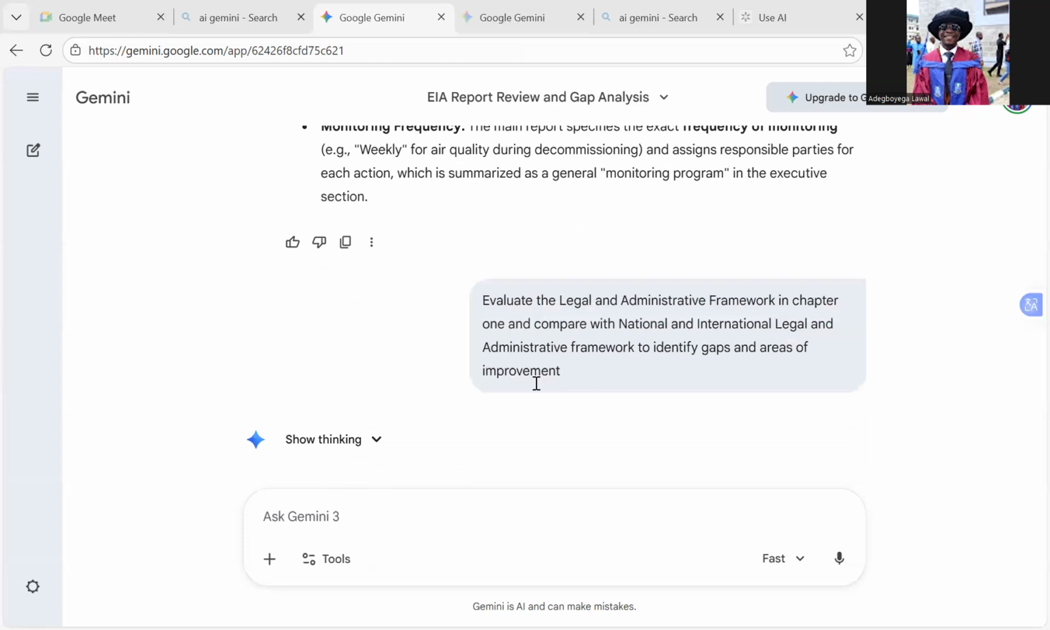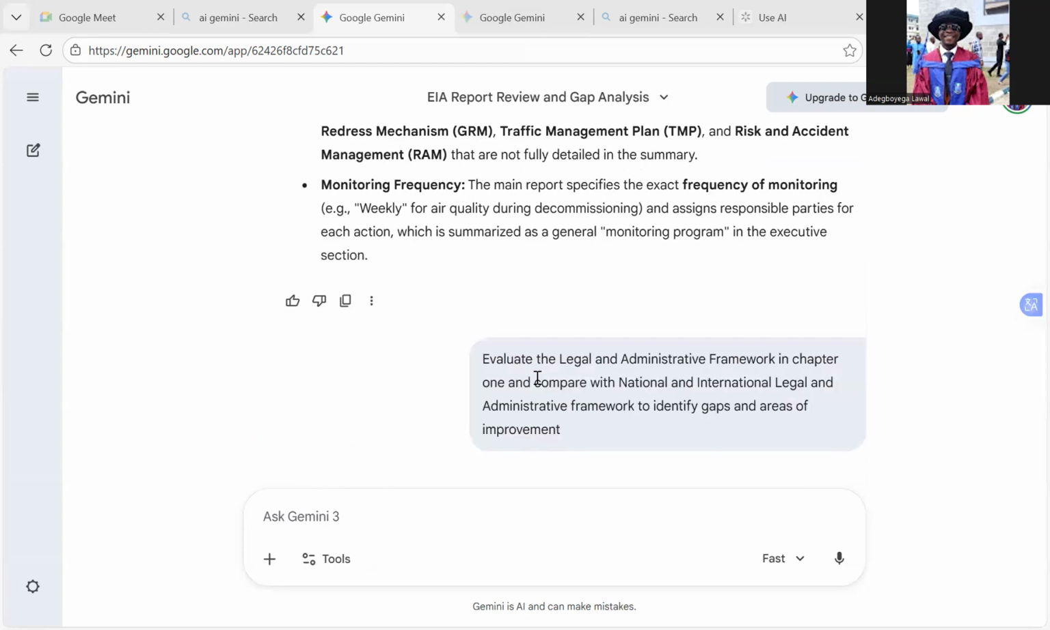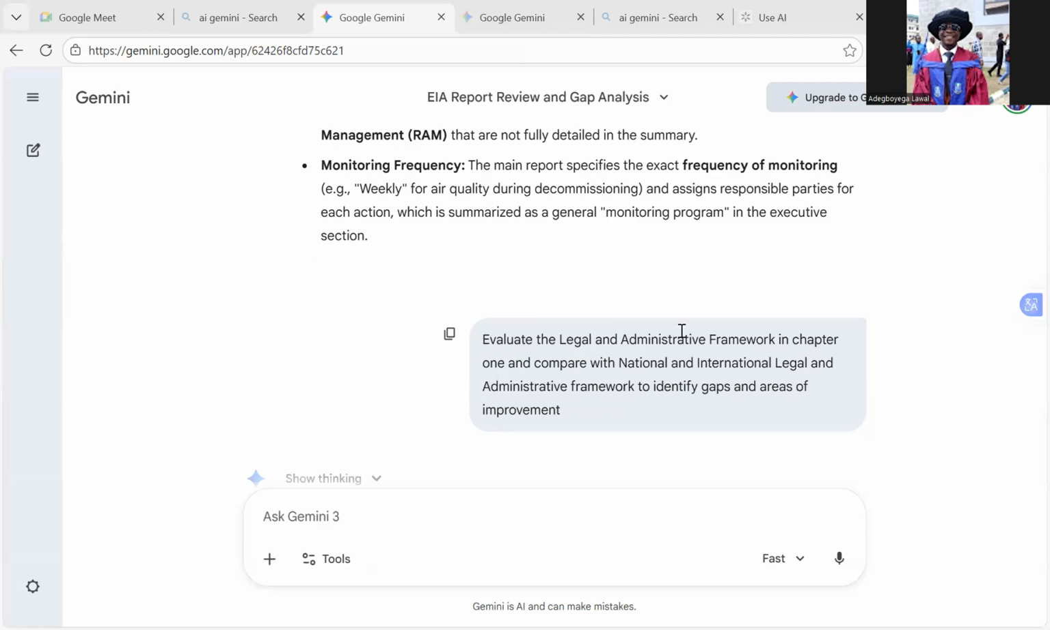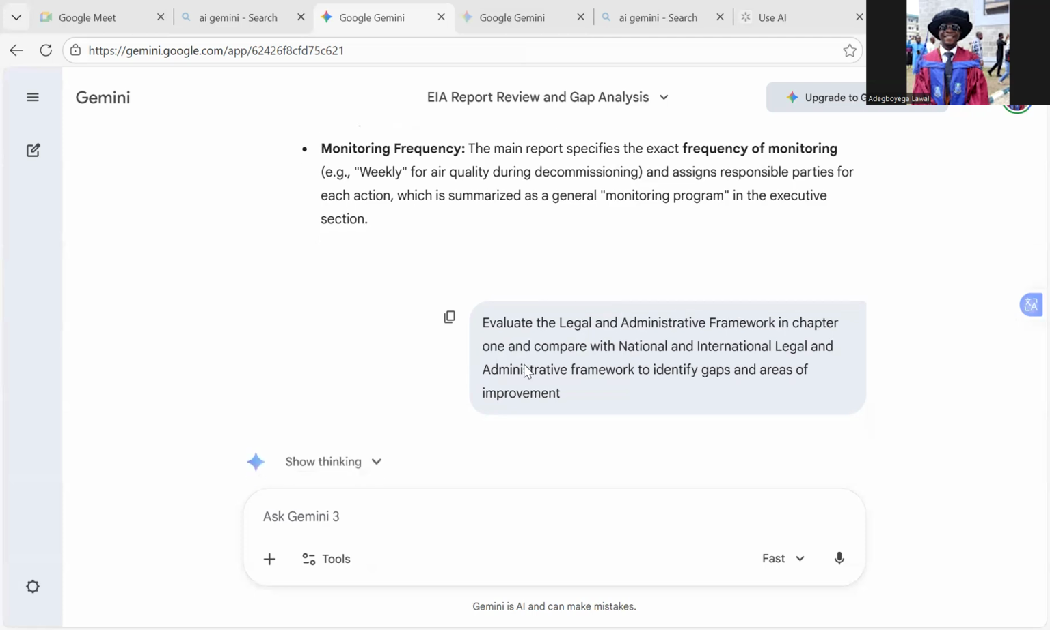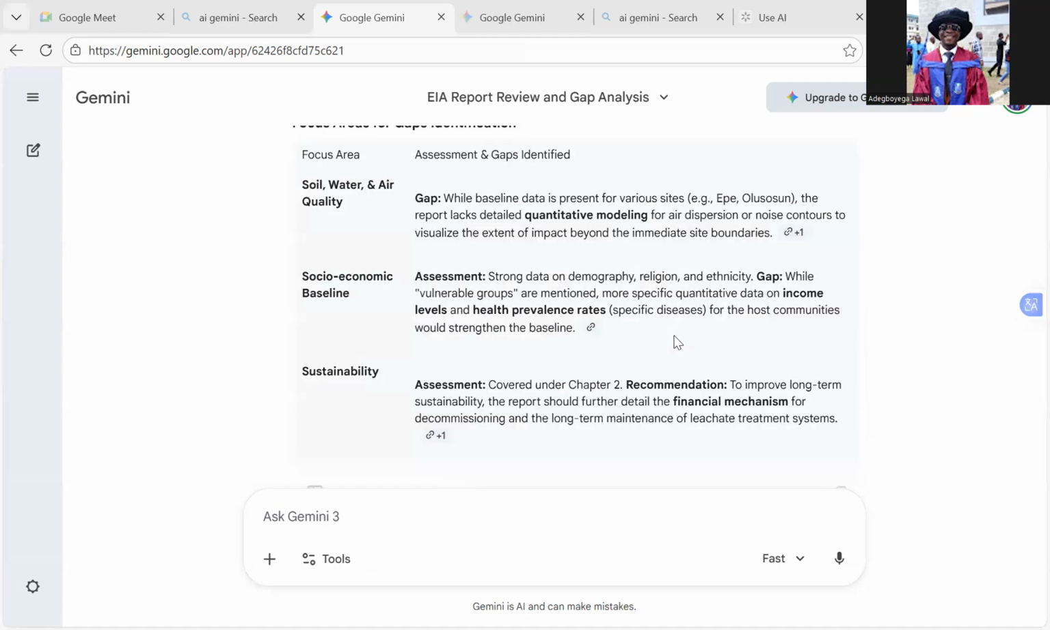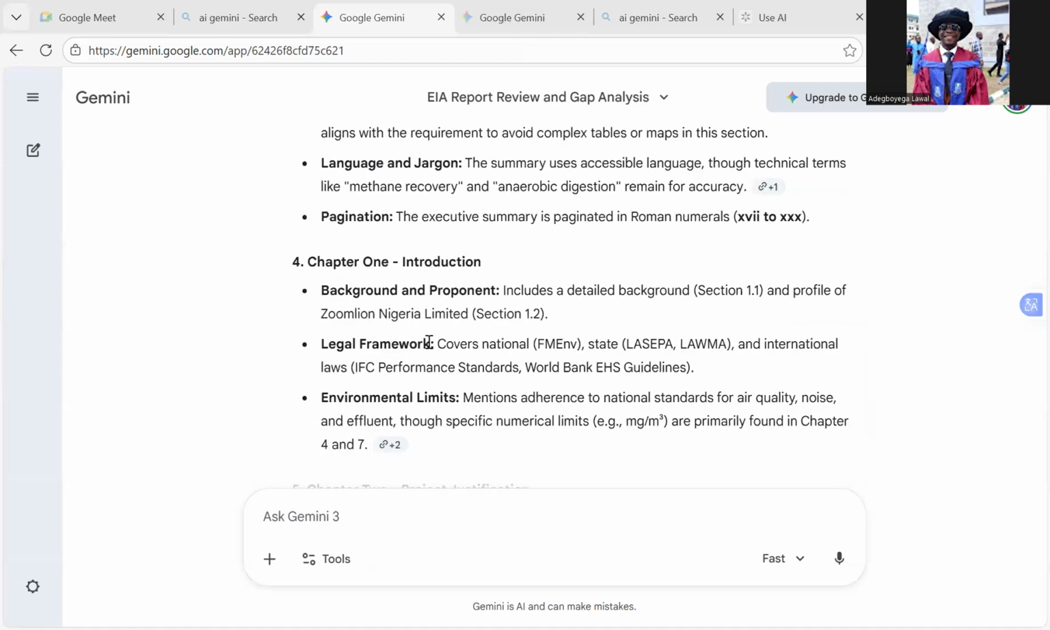Going forward, I am satisfied with chapter 1 and the executive summary. For chapter 1, I asked that you evaluate the legal and administrative framework in chapter 1 and compare it with national and international legal and administrative frameworks to identify gaps and areas of improvement. Note that there is generalized information for chapter 1 here, but I feel I need more information. That is why I'm going chapter by chapter.